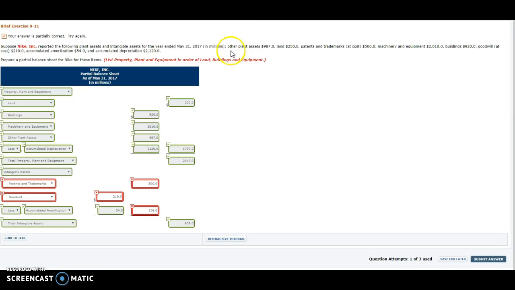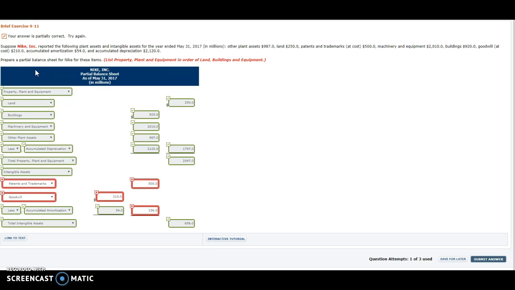So before I read this, I'll go ahead. Other plant assets at 987 million, land at 250 million, patents and trademarks at 500 million, machinery and equipment at 2,010 million, buildings 920 million, goodwill at cost at 210 million, accumulated amortization at 54 million, and accumulated depreciation at 2,120 million. Right here it asks us to prepare a partial balance sheet for Nike for these items.